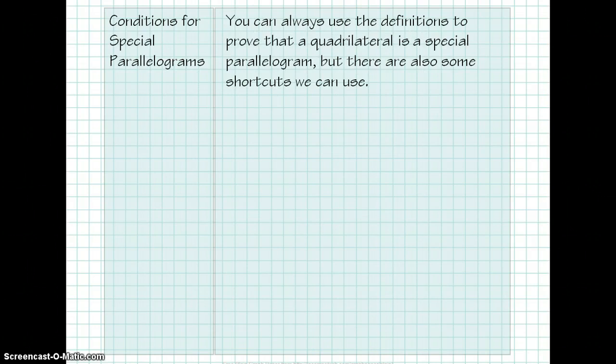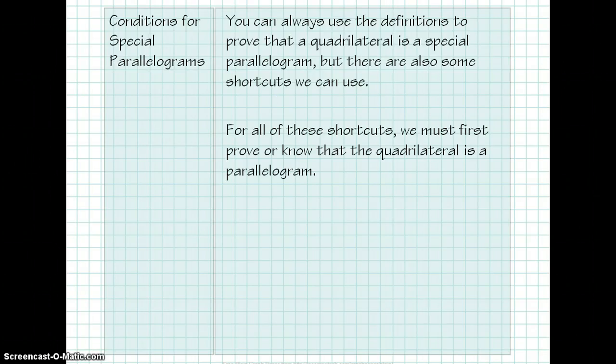Now, special parallelograms. So again, this is our rectangle, our rhombus, and our square. We can look at the definitions we had from the last section to prove that a quadrilateral is a special parallelogram, but we do also have some shortcuts we can use. For each of these shortcuts, though, you have to start off with knowing that the quadrilateral is a parallelogram. So first you have to prove it's a parallelogram, then you can use one of these.